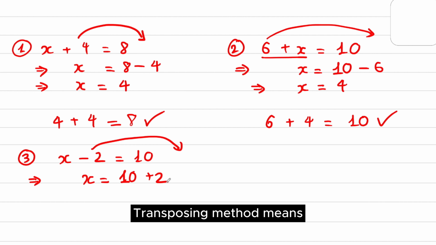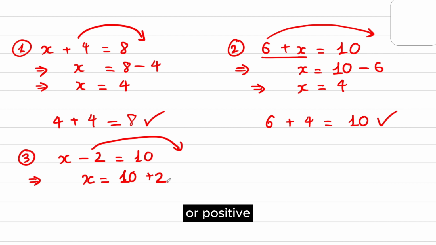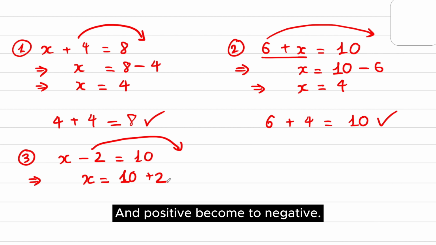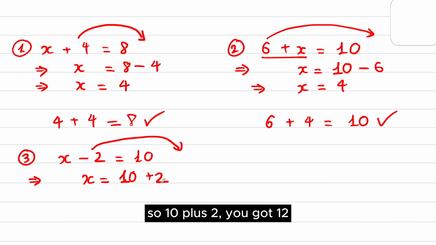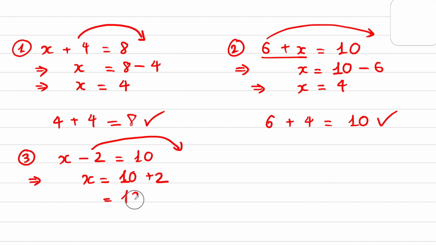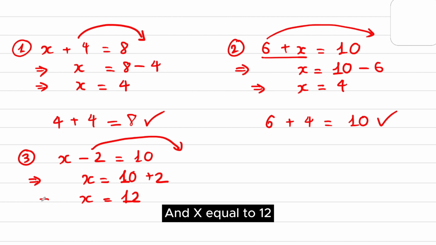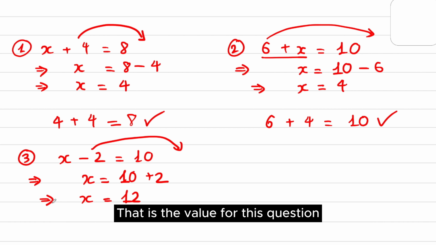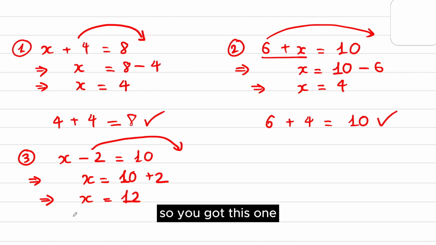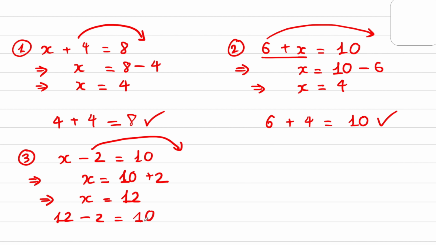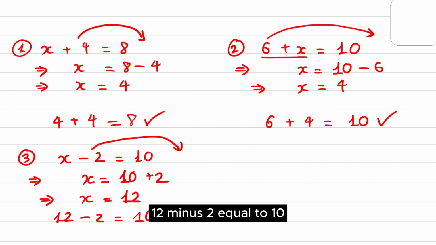The transposition method means you change position and you have to change sign. Negative becomes plus, or positive, and positive becomes negative. So 10 plus 2, you get 12, and x equals 12. That is the value for this equation. So you check: 12 minus 2 equals 10. Yeah, okay, so my answer is right.